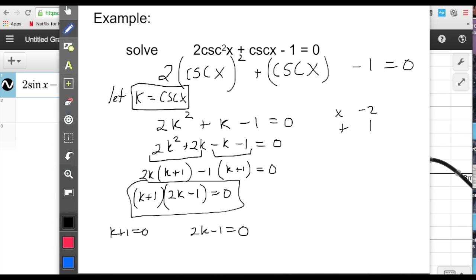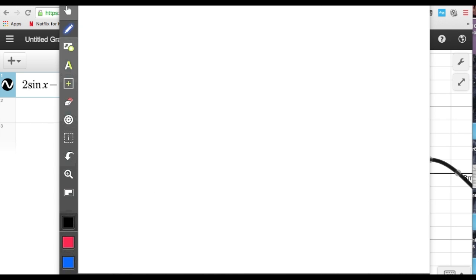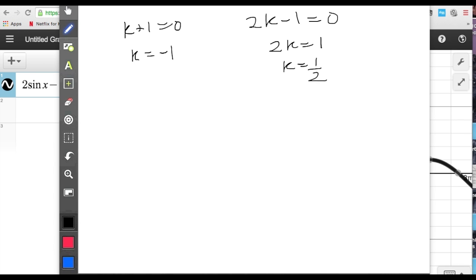Okay, I'm going to take these and I'm going to move them to a new page to give me some new space here. Okay, so now I have these 2 equations to solve. The first one was k plus 1 equals 0. The other one was 2k minus 1 equals 0. So let's solve the first one. If I solve the first one, k has to equal minus 1. Solve this one for k. 2k equals 1. K equals a half. Okay, so here's my 2 solutions for k.